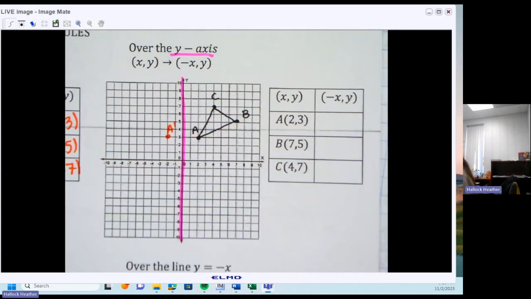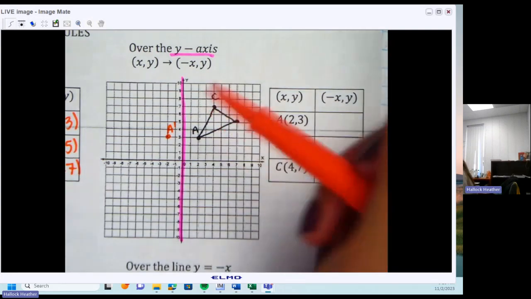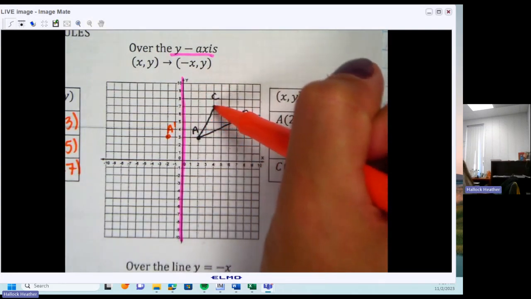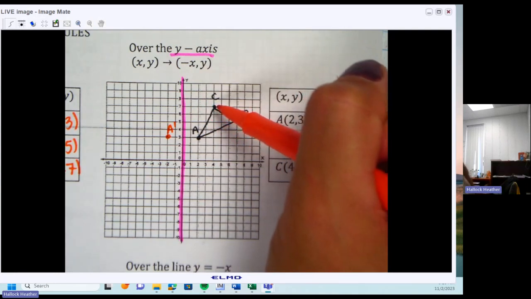Same thing with C. I'm going to count the distance. So from the line of reflection, I went 1, 2, 3, 4 to get to C. So now, instead of going to the right to get to C prime, I'm going to go 4 to the left.